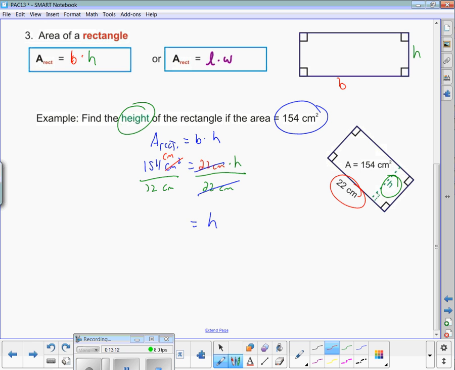By the way, look what happens to the units on the right. Centimeters squared is centimeters times centimeters. What's a centimeter divided by a centimeter? No different than a 5 divided by a 5, then a 3 divided by a 3, then a 7 divided by 7. They divide out into 1. And we're going to end up with 154 divided by 22. Just punch that in your calculator, right? 154 divided by 22. You should end up with 7. And what are our units? Centimeters. And I didn't forget them because I kept them in the problem. All right, 7 centimeters is my height.